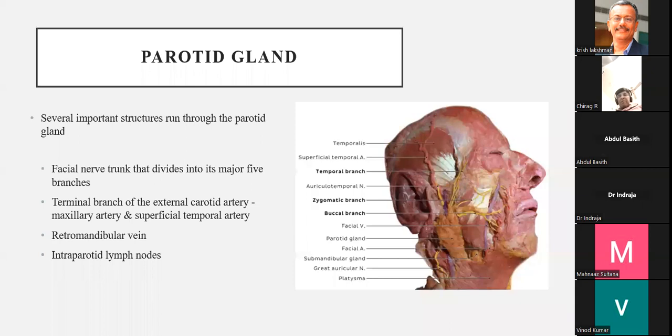There are several important structures that run through the parotid gland, and we should be careful with these during the dissection of the parotid gland. These include the facial nerve that divides into 5 main branches, the external carotid artery that divides into terminal branches of superficial temporal artery and the maxillary artery, the retromandibular vein, and the intraparotid lymph nodes.